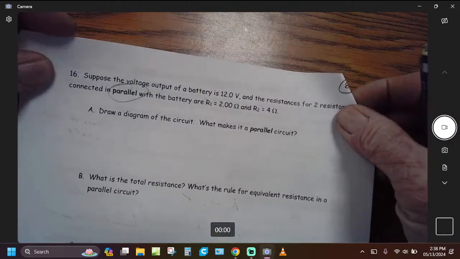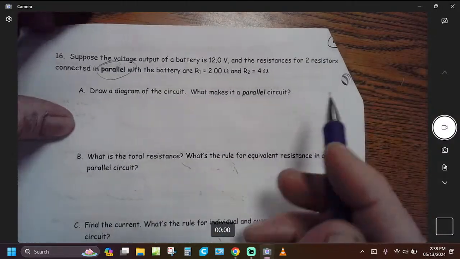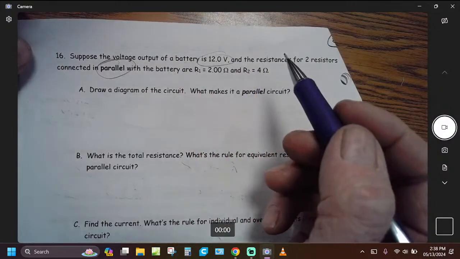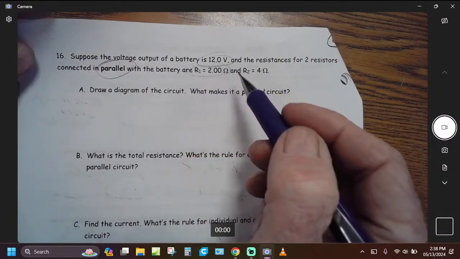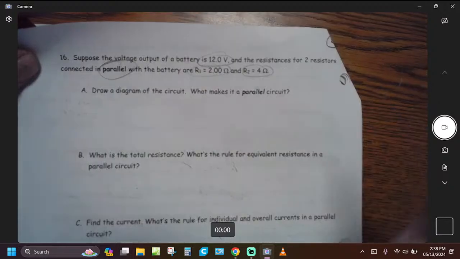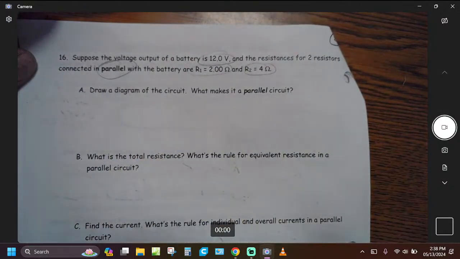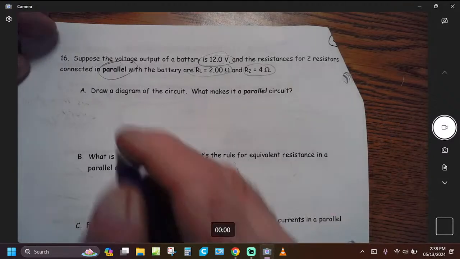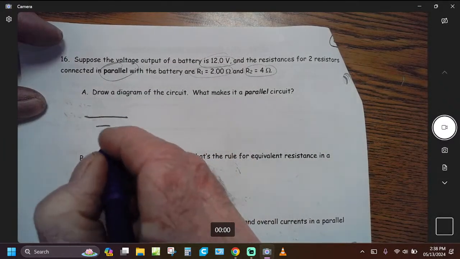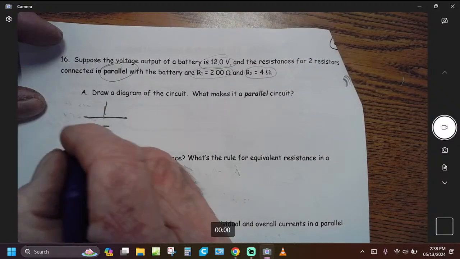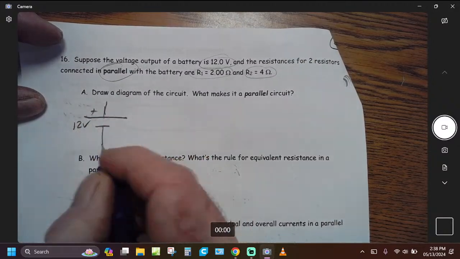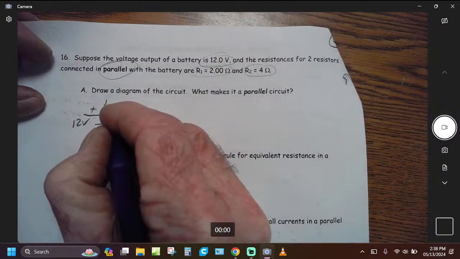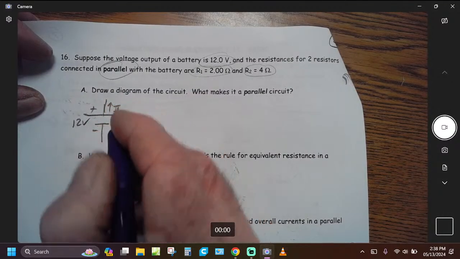Okay, same thing except parallel. So I'm going to draw the same circuit as before with a 12-volt battery, and R1 is going to be 2 ohms, R2 is going to be 4 ohms, but it's going to be parallel. Can you picture how it's going to be different, those of you who are here? So I'll put the battery in the same position. This is still going to be a 12-volt battery. This is still the positive terminal. This is still the negative terminal. The current still goes this way.